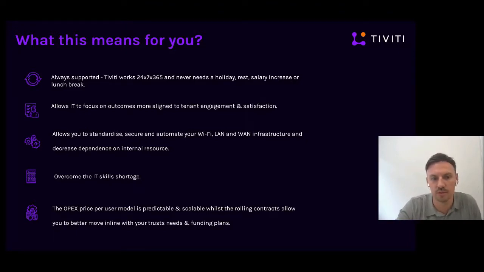There's a real skill shortage at the moment, as is probably prevalent within your organizations, and this is no more so than in IT, particularly in networking and connectivity. With the Tivity solution, it removes or decreases the dependency on having internal skills within that space. And then we talked about the OPEX price per user model, which provides a really predictable and scalable commercial model for your organization moving forward.